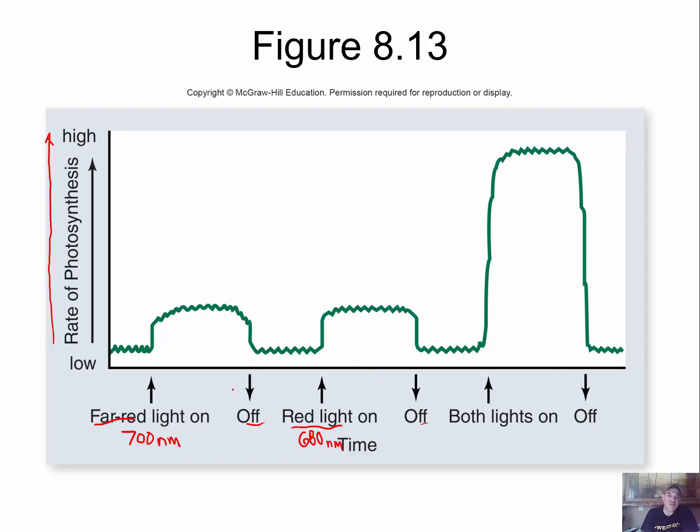So you can see if you just expose the plants to far red light only, you get a certain amount of photosynthesis, a certain level. Then you turn off the light, turn on red light instead of far red, and you get a certain amount of photosynthesis, because remember the scale over here, right here is the rate of photosynthesis. But if you put both lights on, both far red and red light, you get a lot more photosynthesis. So this tells us the importance of both photosystems in the process of those light-dependent reactions.